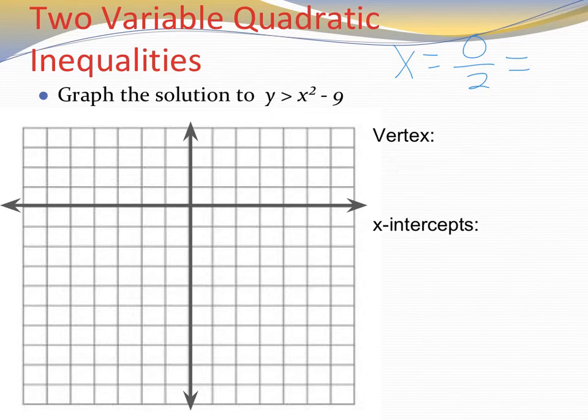Oh, I can't have 0. Yes, you can. In the numerator, you can. So it's going to equal 0. So my vertex is at 0, comma. Well, when I plug 0 back in, it's negative 9. So there's my vertex, 0, negative 9, right down here. Lovely.